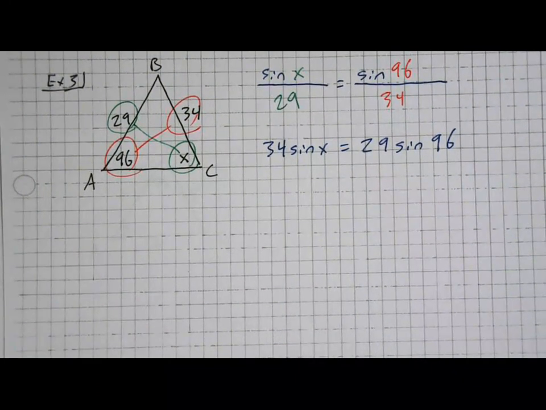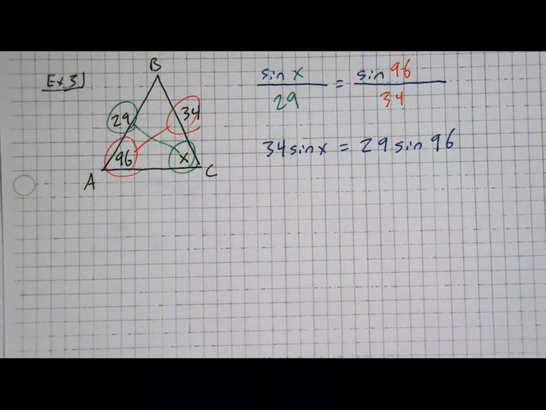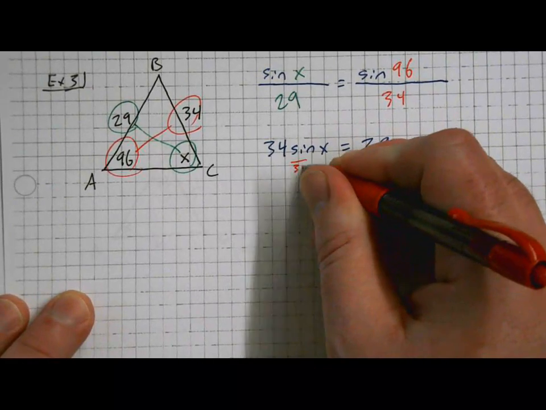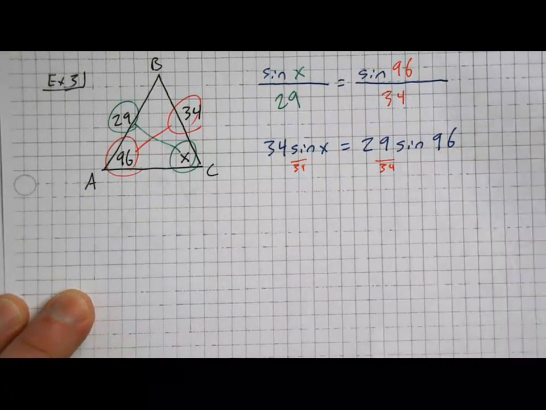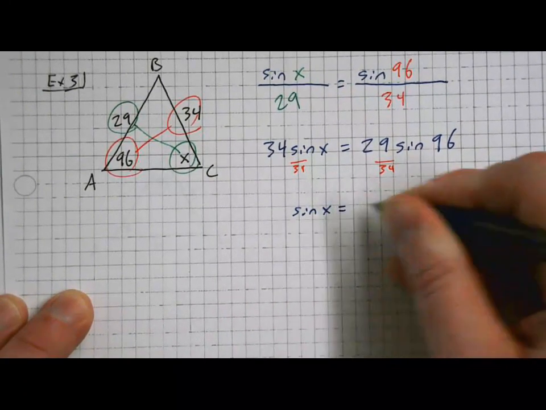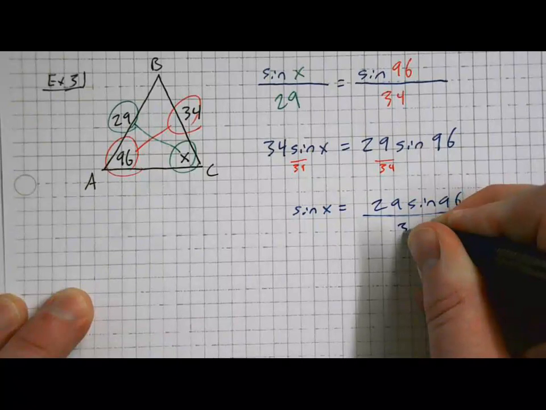And then we're going to work to get that x by itself. What would you do next? We could divide. Yeah, let's do the easy stuff first. We could divide that 34 away, right? Let's divide on both sides by 34. We get sine x equals 29 sine 96 all over 34.